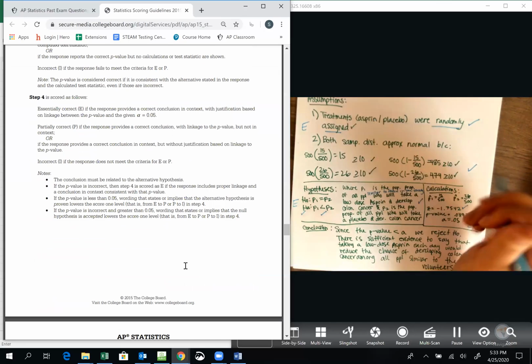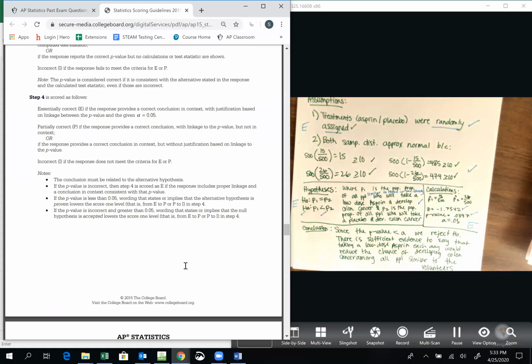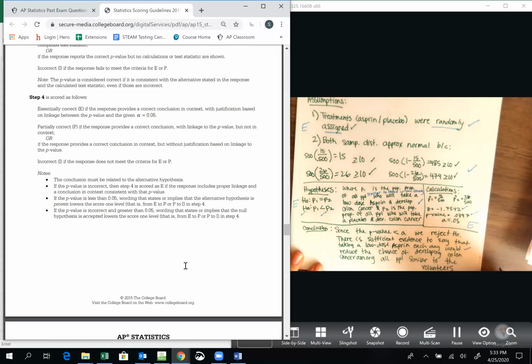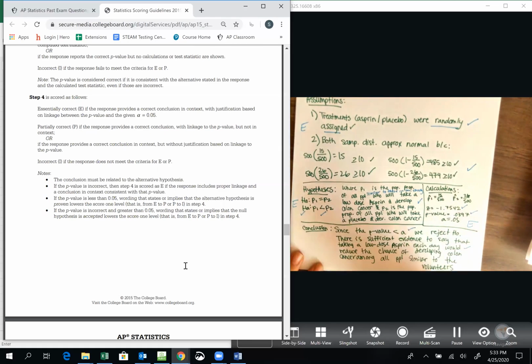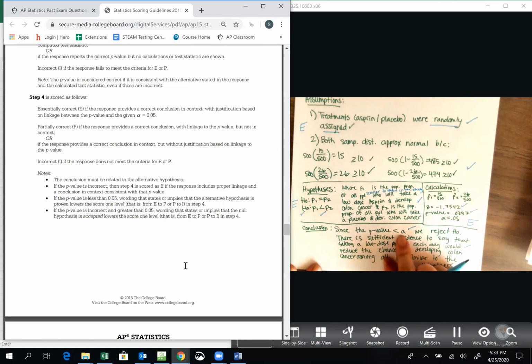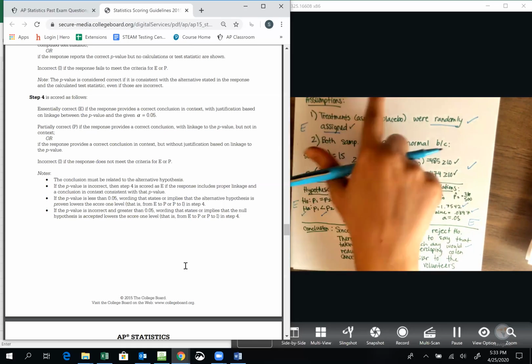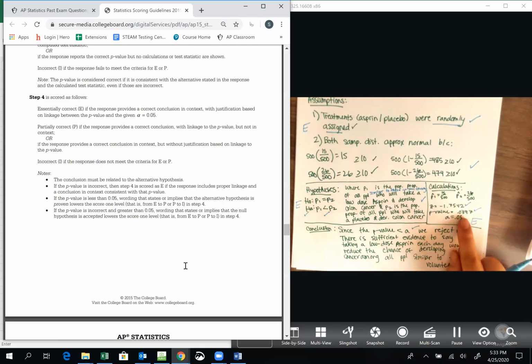Step 4, okay, so I have 3 E's so far. Step 4, essentially correct if the response provides a correct conclusion in context. There's a lot of context in there. With justification based on linkage between the p-value and the given alpha. So alpha was given in this case. So I identified alpha here. You could have put 0.05 here. Actually, p-value less than alpha would have worked here with no mention of alpha because they defined it. But if they hadn't defined it, you would either have to define alpha here or you would have to put 0.05 here.